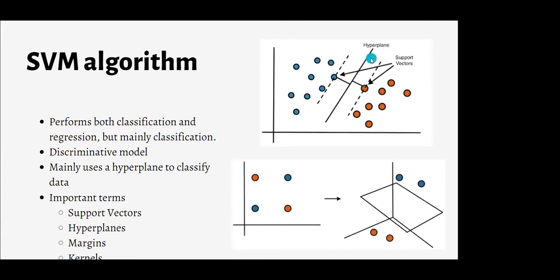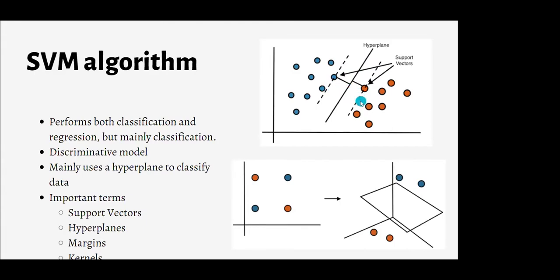The next important term is margin. Margin is basically the distance between the hyperplane, that is the boundary, and the nearest point, that is the support vector. So margin is the distance between the support vector and the hyperplane.